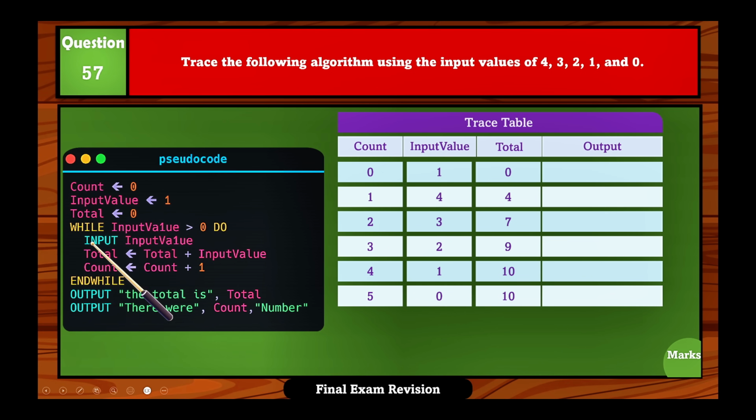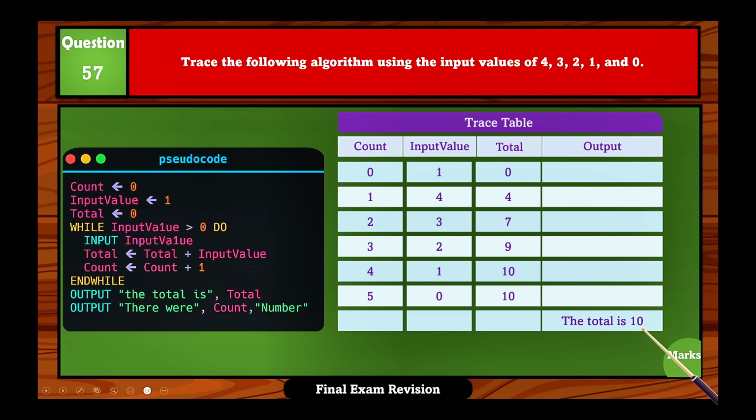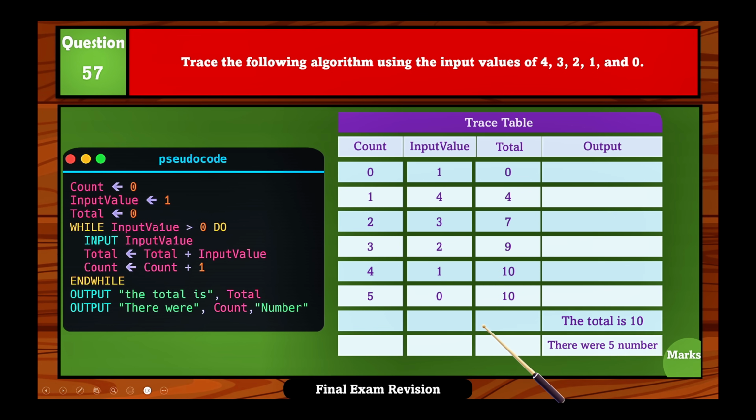Now we go back again, we check. So input value is greater than 0? Input value is 0, and it's not greater than 0, so that's why the condition is false. So this time we do not run these lines of code. We come here, okay, output total is total. What is the value of total? Total is 10, so we can show a message, output total is 10. Then the second line says output, there were count numbers. So count value is 5, so we can simply output the message, there were 5 numbers.